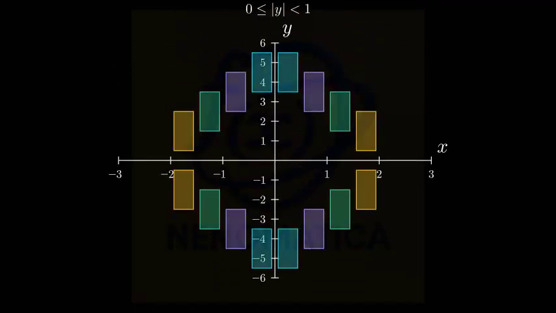For x, 4 is less than or equal to 2 times absolute x, which is less than 5, so 2 is less than or equal to absolute x, which is less than 5/2.